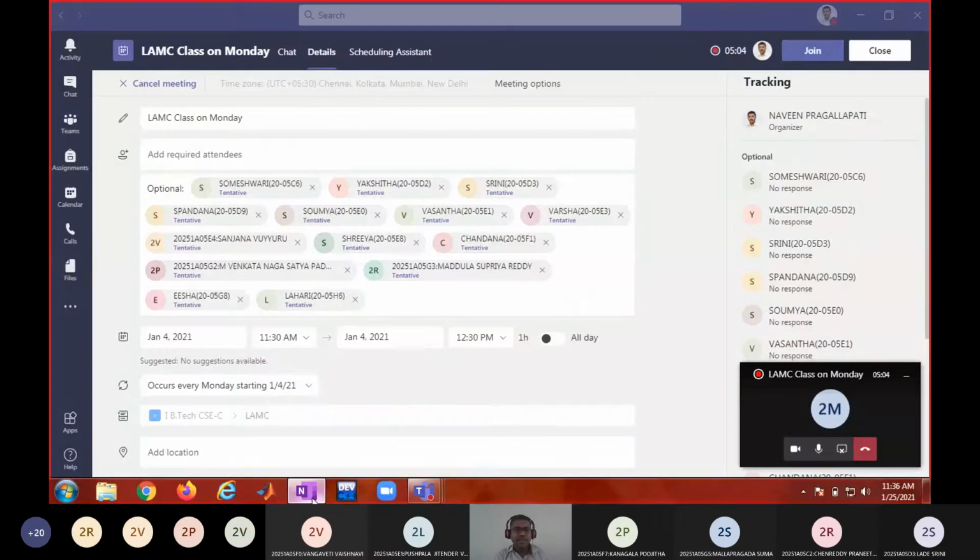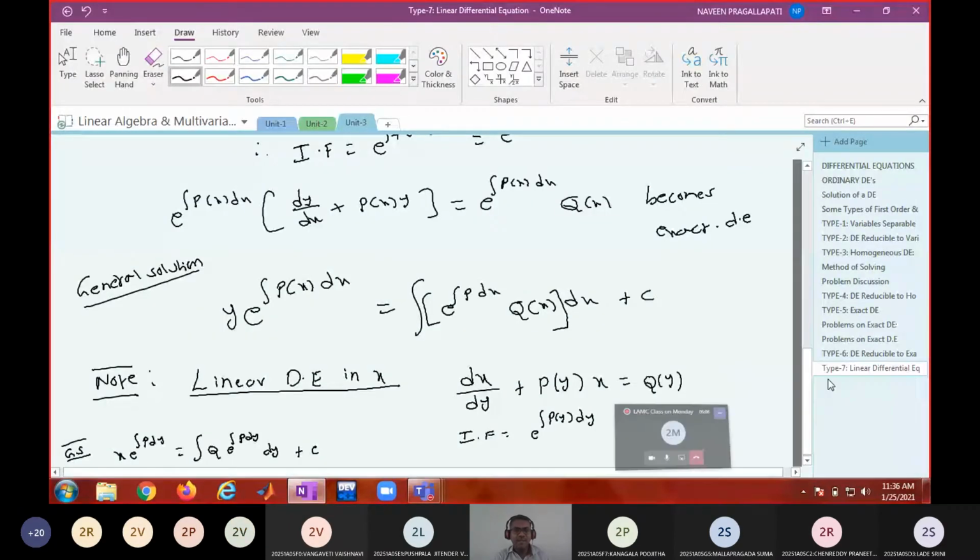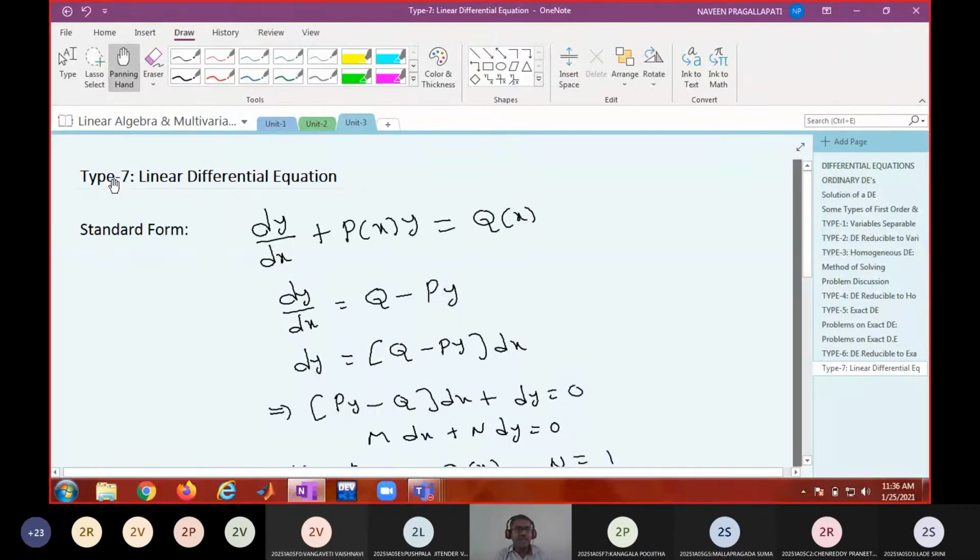So in the last class, we started the discussion on type 7, which is a linear differential equation. I said this is called standard form. When do we say the linear differential equation is in standard form? When the coefficient of the highest order derivative is 1, then that is said to be a linear differential equation, right?